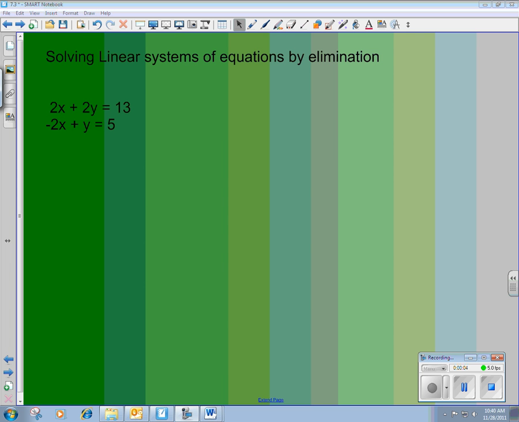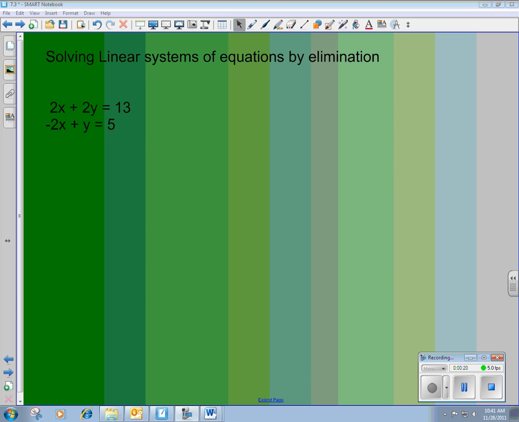All right, so here we go. Today we're looking at solving linear systems of equations by elimination. The last two we've done, by graphing and by substitution, have worked really well for everybody so far. So elimination is just what it sounds like. We're trying to eliminate one of the variables. And like substitution, it's going to involve algebra.